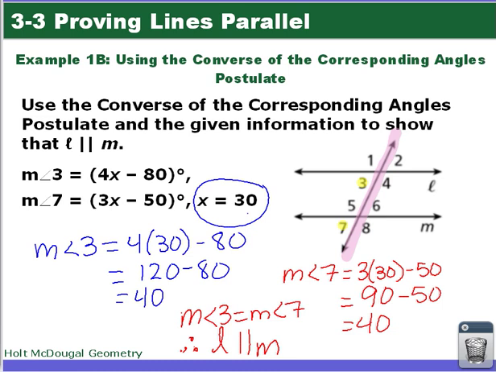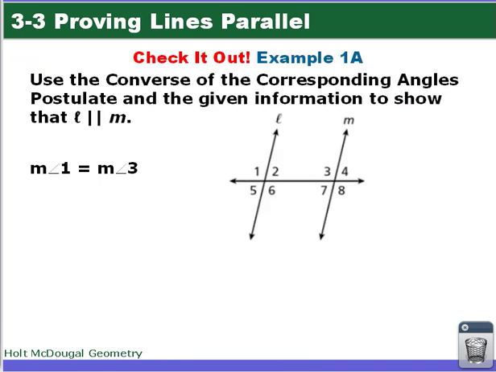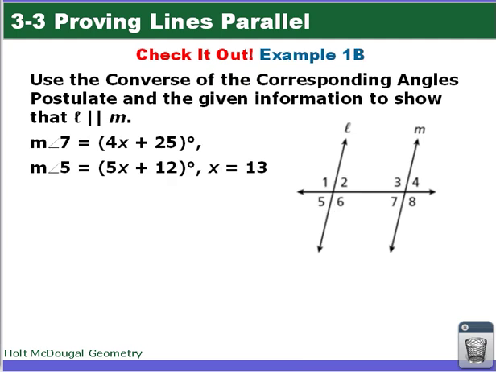Okay, so looking at these, when we plug in x, the measure of angle 3 is 40 degrees. The measure of angle 7 is also 40 degrees. So we have the two corresponding angles equal to each other. Therefore, the two lines are parallel. Yay! All right, so you're going to have two problems to try on your own. This first one and then the second one. So try them out and we'll go over them in class tomorrow.